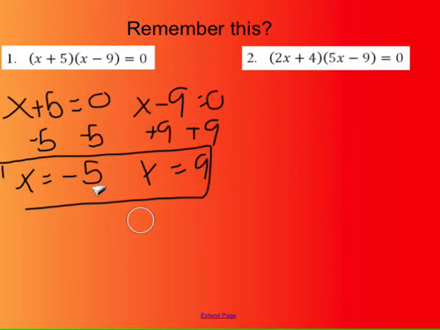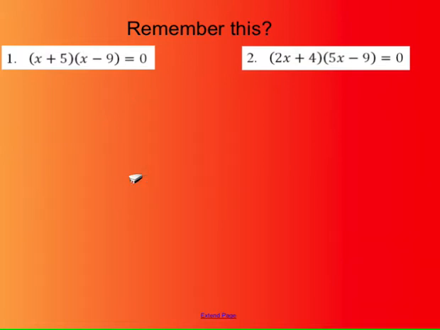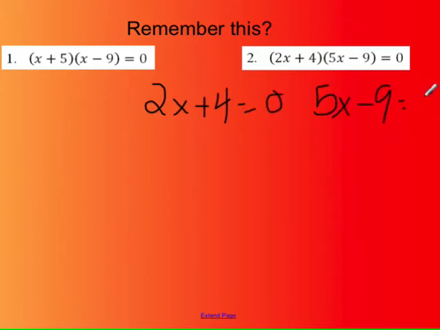Next, let's take a look at number 2. So number 2 is the same thing. You're going to have to take each factor and set it equal to 0. So we're going to do 2x plus 4 is equal to 0, and 5x minus 9 is equal to 0. So now we want to solve each of these for x.